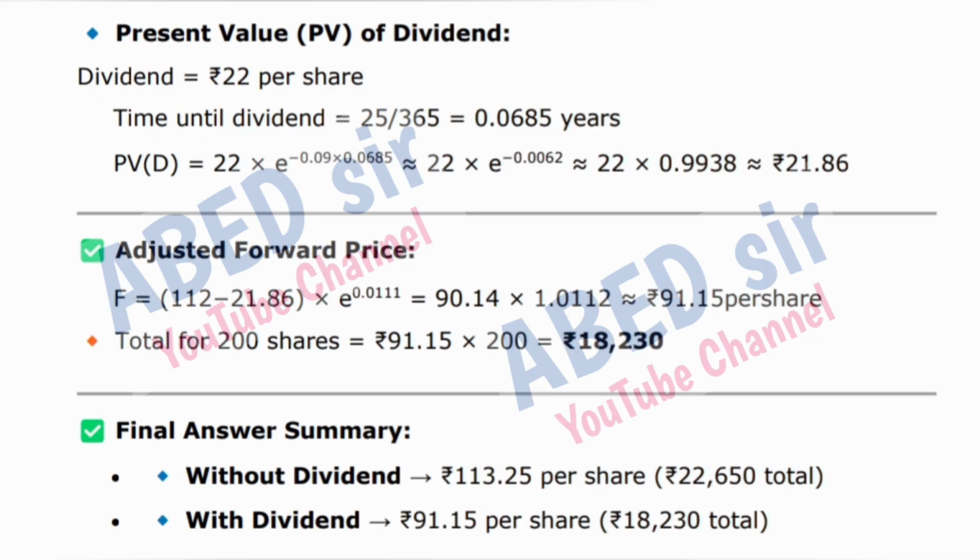Final answer summary. Without dividend, 113 rupees and 25 paise per share, 22,650 rupees total. With dividend, 91 rupees and 15 paise per share, 18,230 rupees total.